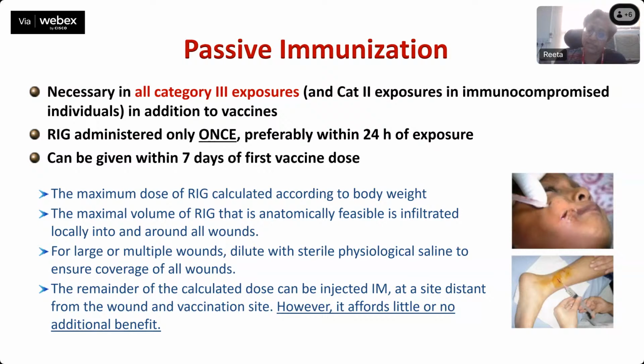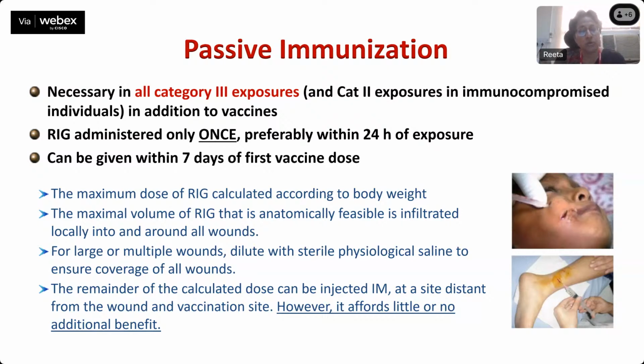Now, how do you administer? The first thing you do is calculate the maximum dose or volume of the RIG based on the body weight of the person. Then the maximum volume that is anatomically feasible should be infiltrated locally in and around the wounds as shown in these pictures. Remember, only if any volume is left over after giving local infiltration, then it can be injected intramuscularly.